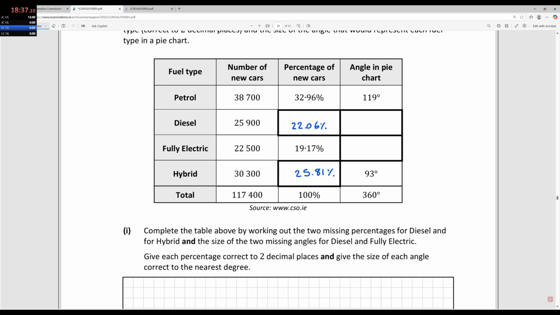And the angle they would make in a pie chart, well, that one is 22.06%, so it needs to be 22.06% of 360 degrees. They want that to the nearest degree, so 79 degrees. And then this one would be, instead of 22.06, 25.81, and that would be 93 degrees to the nearest degree. Now 196 plus 79 plus 119. Now they don't add up to 360, so I've clearly done something wrong.